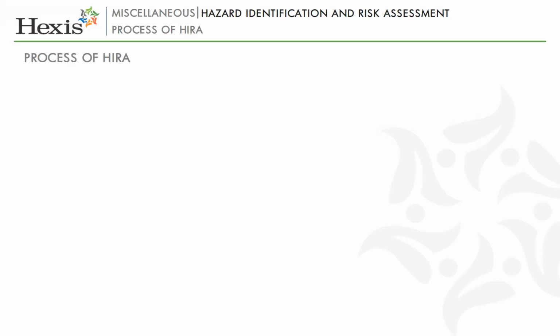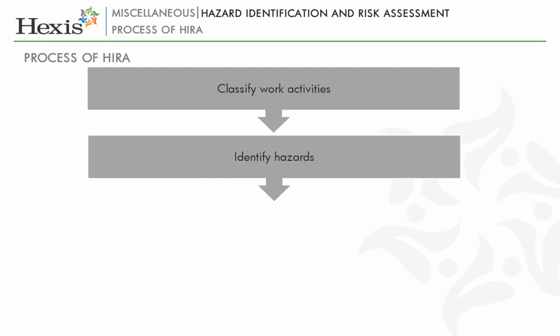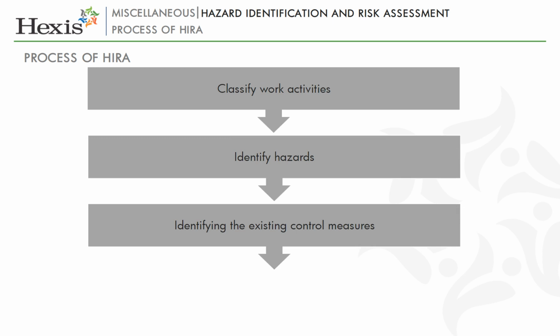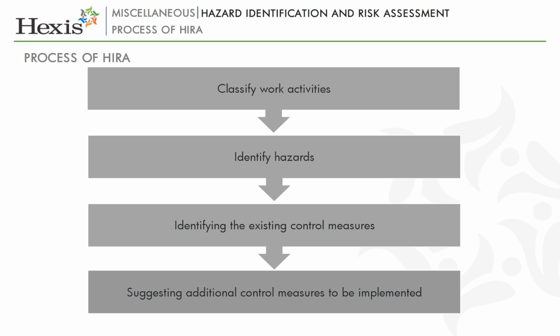Let us now delve deeper into the process of HIRA and the steps involved. The process of HIRA requires 4 simple steps. Classify work activities, identify hazards, conduct risk assessment, that is analyze and estimate risk from each hazard by calculating or estimating likelihood of occurrence and severity of hazard. Decide if risk is tolerable and apply control measures if necessary. We will now look at each one of these steps in detail in the following sections.